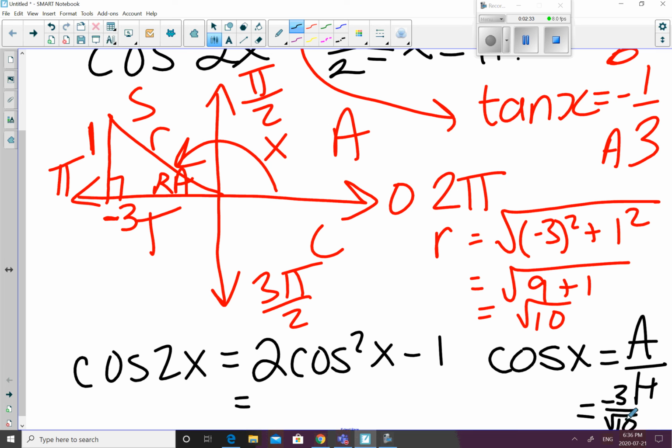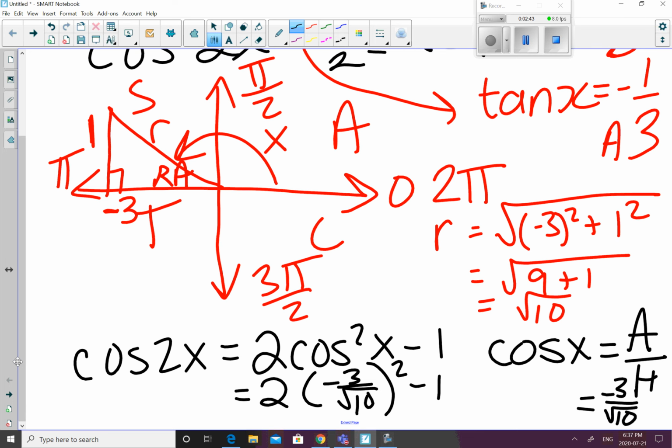So I'm going to end up with 2 times (-3/√10) squared minus 1. And that would give me 2 times 9 over 10, because I'm squaring √10, minus 1. So that's 18 out of 10 minus 10 out of 10, which is 8 out of 10, or 4/5, I believe should be my final answer.